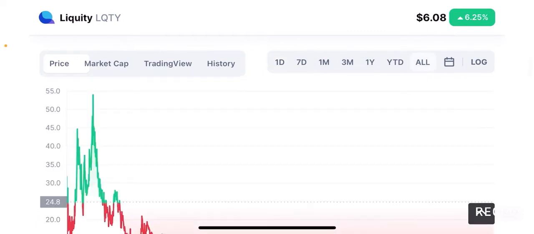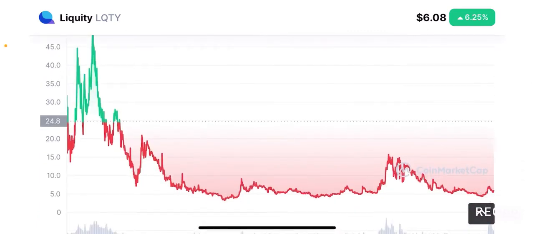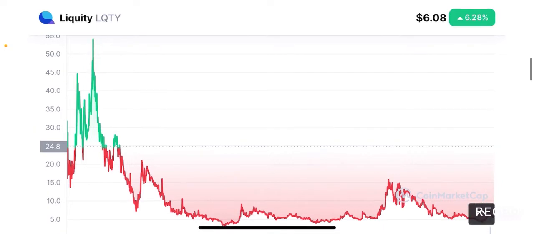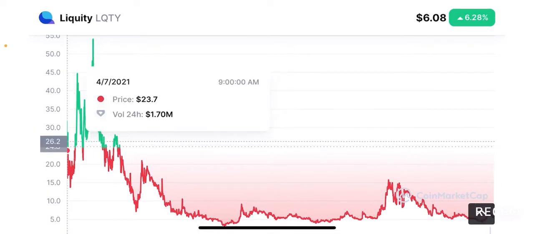When it comes to the charts itself, you can clearly see that despite the fact that this token is up 6.25% in the past 24 hours, overall in the grand scheme of things, this token is still extremely undervalued, whereas it's pretty much close to its all-time lows right now, right? So initially the token was worth $23.7 per token, which is as of July 4th of 2021.